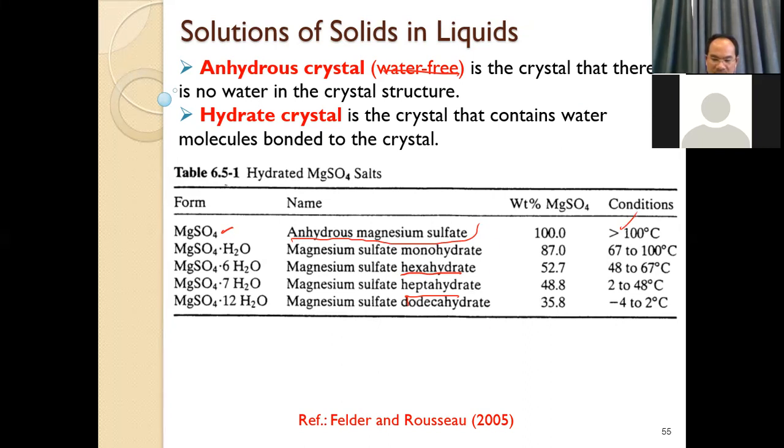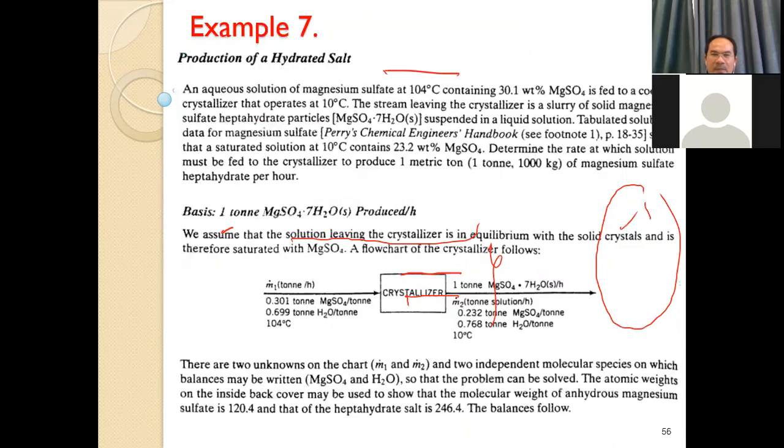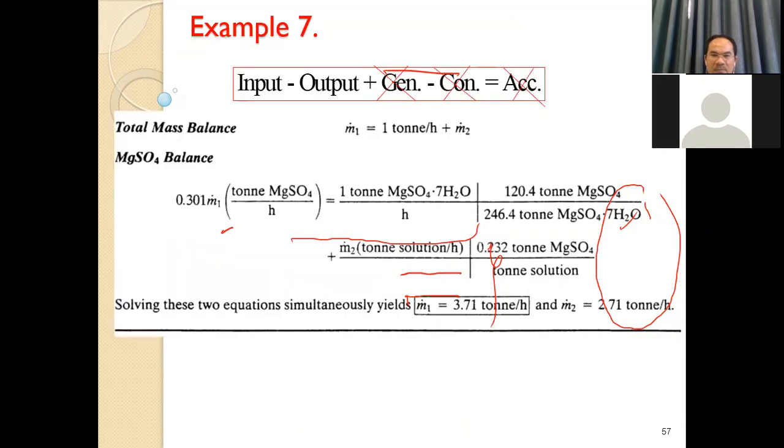We call this the hydrate. Hydrate means the crystal incorporates water in the crystal. That's right, water in the crystal. And this is the condition to obtain this crystal. If you would like to obtain anhydrous magnesium sulfate, you should crystallize at a temperature higher than 100 Celsius, for example. Okay, this is the hydrate and anhydrous system.